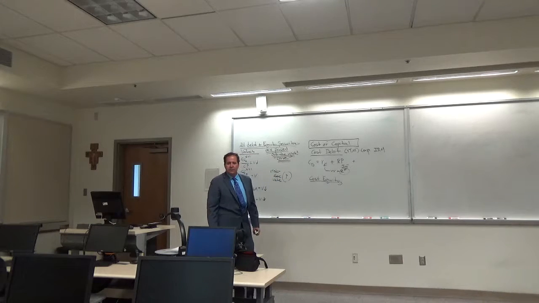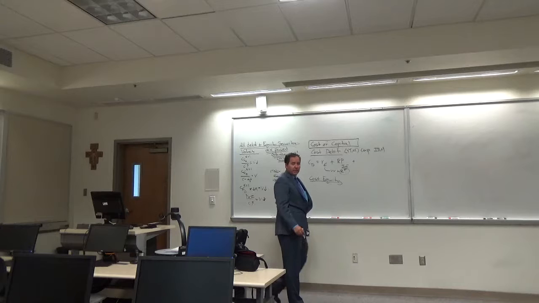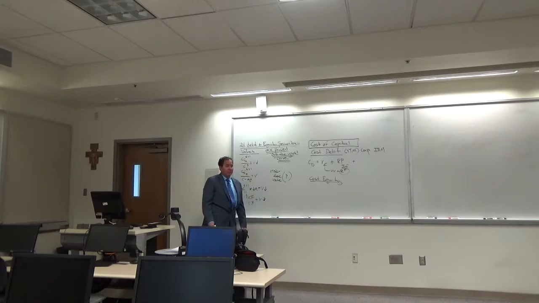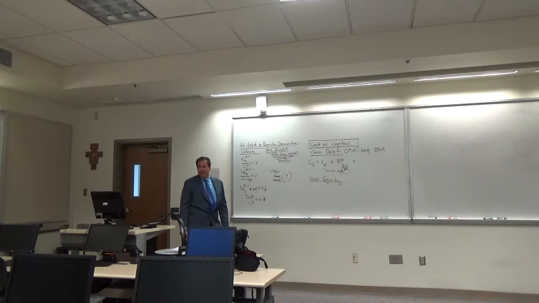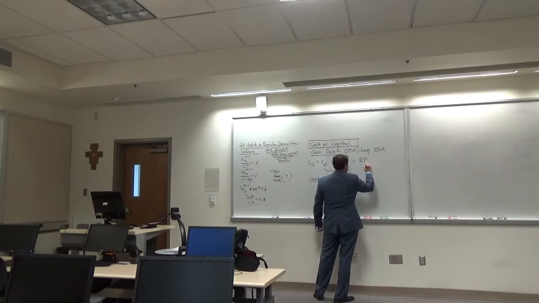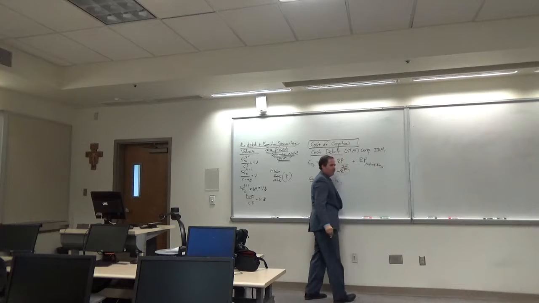We're going to issue a 7-year bond. Does there need to be a risk premium associated with the maturity of the bond? Yes. So I'm going to probably add on another risk premium, and it's going to be a maturity risk premium. Okay.